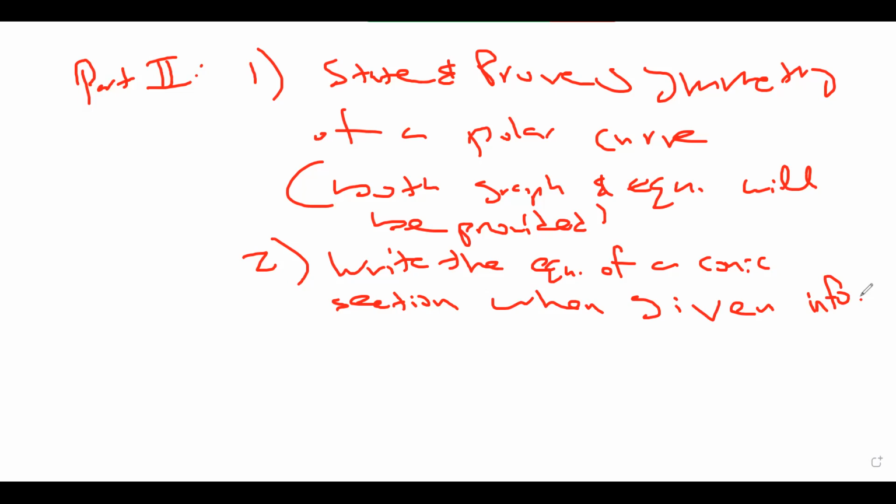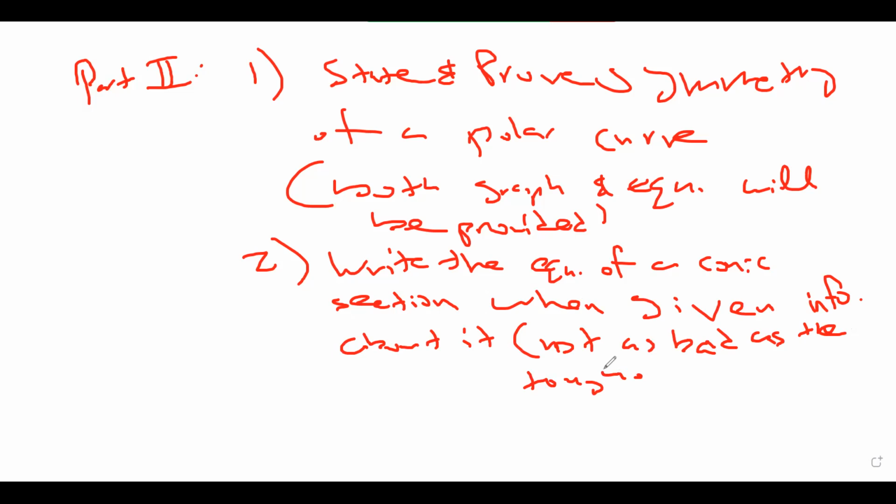Not that complicated. That was a complicated one. Write the equation when given info about it. Not as bad as a tough one on the conics test. Remember that one where I was very cryptic about it? I'm not that cryptic. It's more explicit, like, hey, here are the vertices, here are the co-vertices. It's gonna be a little easier to figure out.